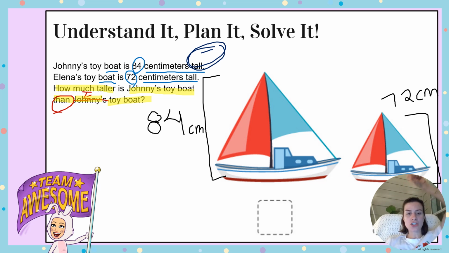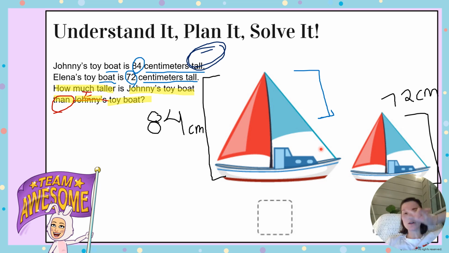How much taller is Johnny's boat than Elena's boat? They're asking me to find the difference between these two measurements, right? So what am I measuring? I'm measuring the space between where my shorter boat ends, how tall it is, and beyond up to where my larger boat ends. So this space right here is what I'm trying to find.